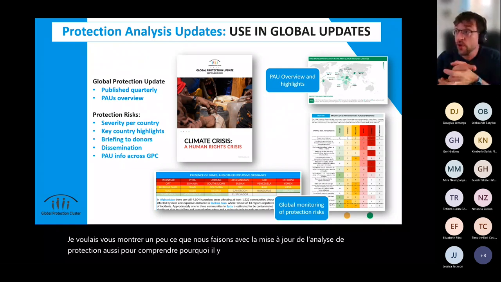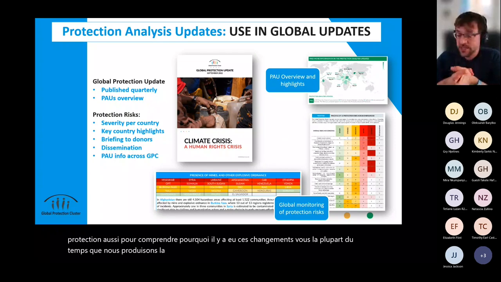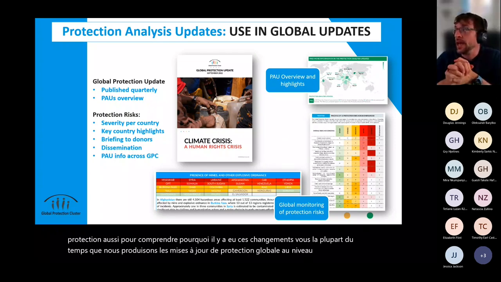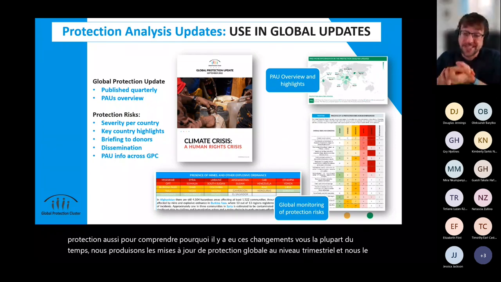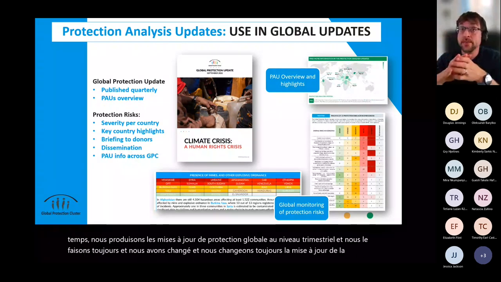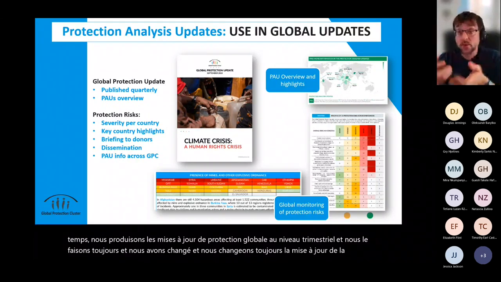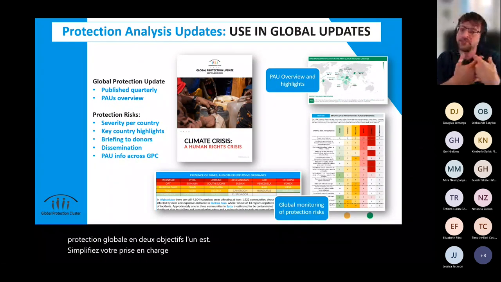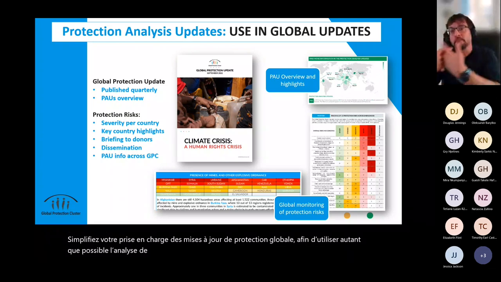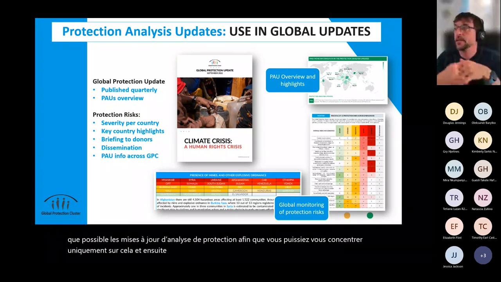Well, most of you know that we produce the global protection updates at quarterly level, and we're still doing that. And we have been changing, and we are still changing the global protection update with two goals. One is to simplify your support for the global protection update. So use as much as we can the protection analysis update, so you can just focus on that, and then we can build our update on the protection analysis update.